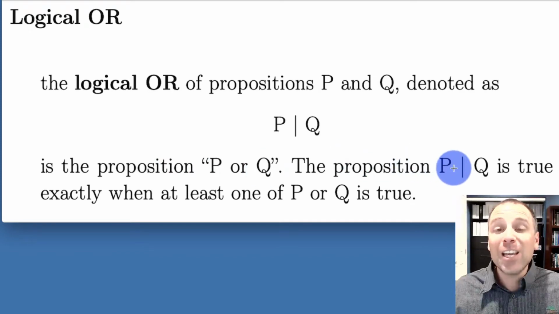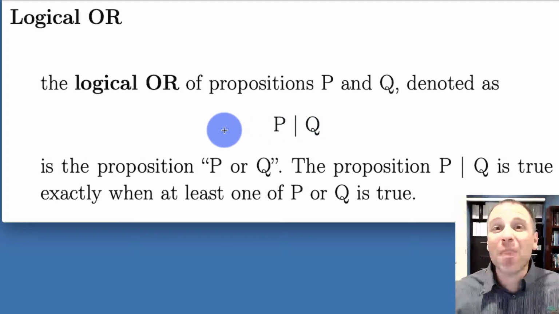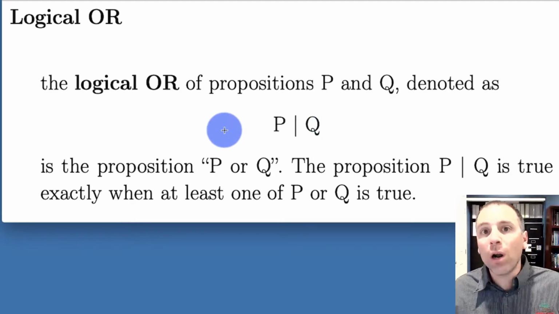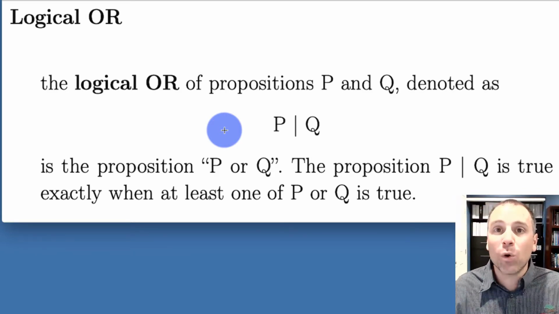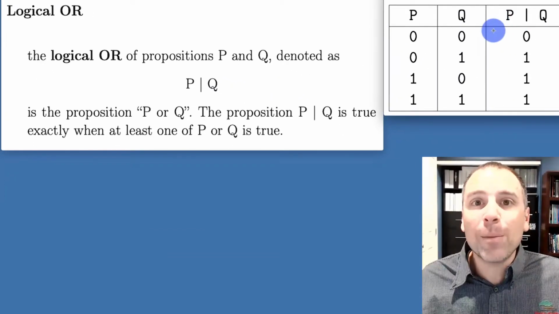The proposition P or Q is true exactly when at least one of the propositions P or Q is true. I also like to call this the logical inclusive OR operation. We'll talk more about the difference between inclusive ORs and exclusive ORs. In general, however, mathematicians are a bit lazy and they'll just call this OR. So remember, the whole idea is that P or Q is true when at least one of those propositions, P or Q, is true. Let's take a look at the truth table associated with this OR operation.